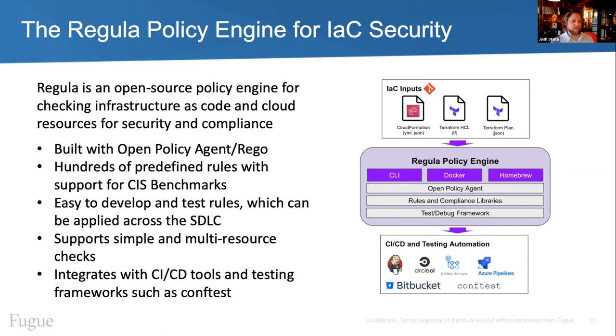And in the open source forum, we have CIS benchmark policies out there. It's super easy to develop and test rules. We've got testing tooling built into this, so you can actually write real code and test real code. That's a nice thing. And it supports simple and multiple resource checks. A lot of things in this kind of space don't.